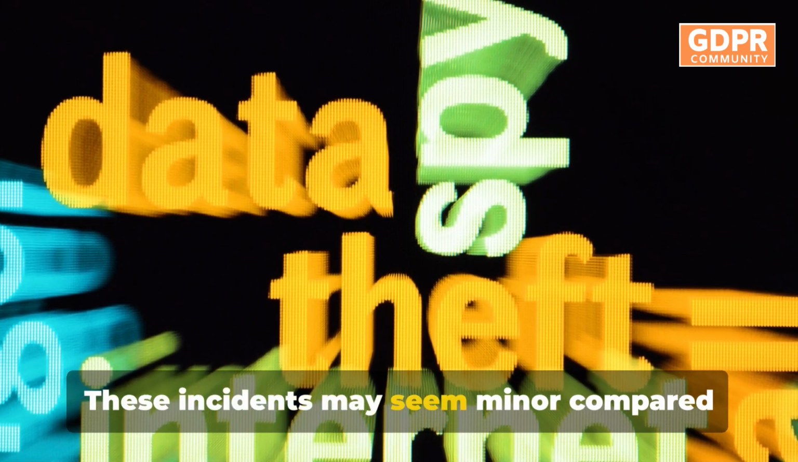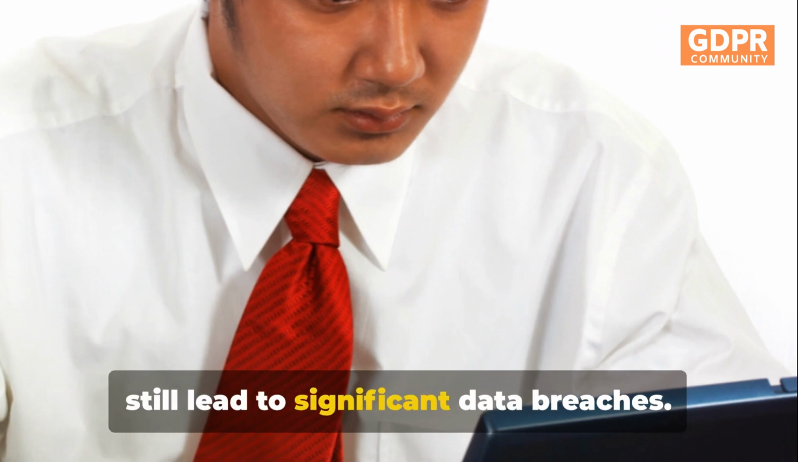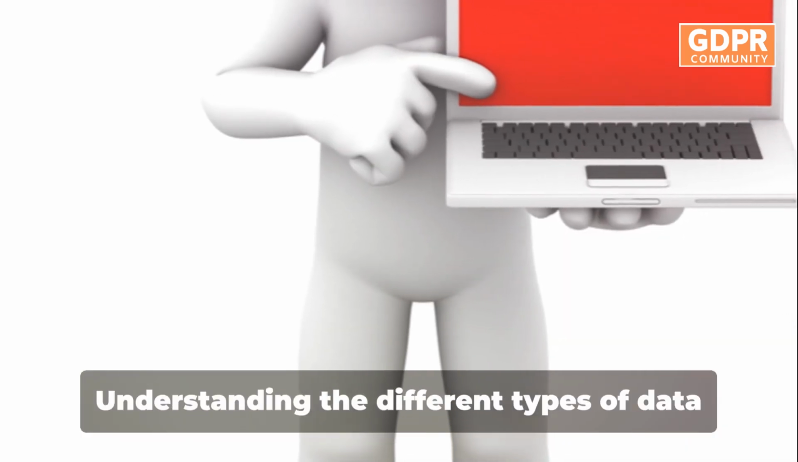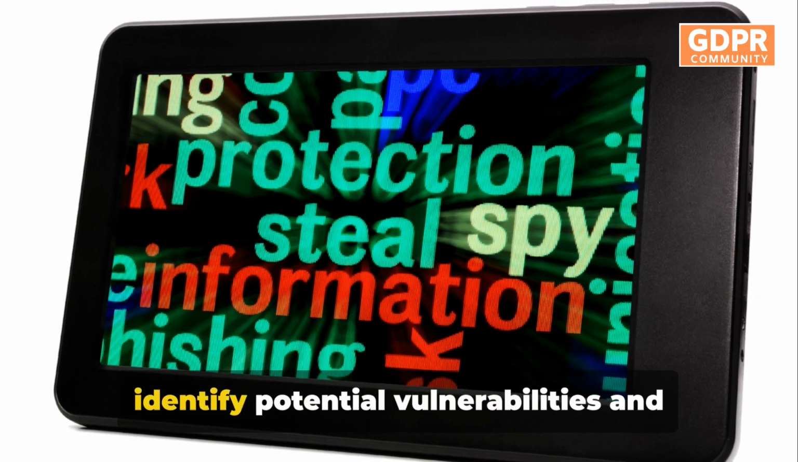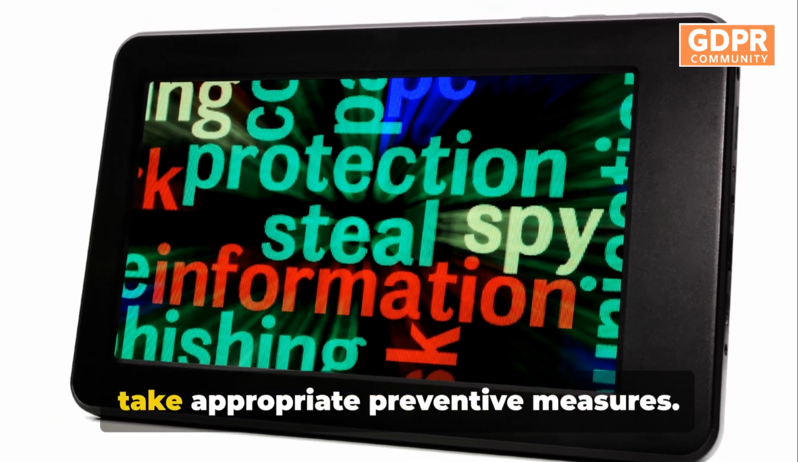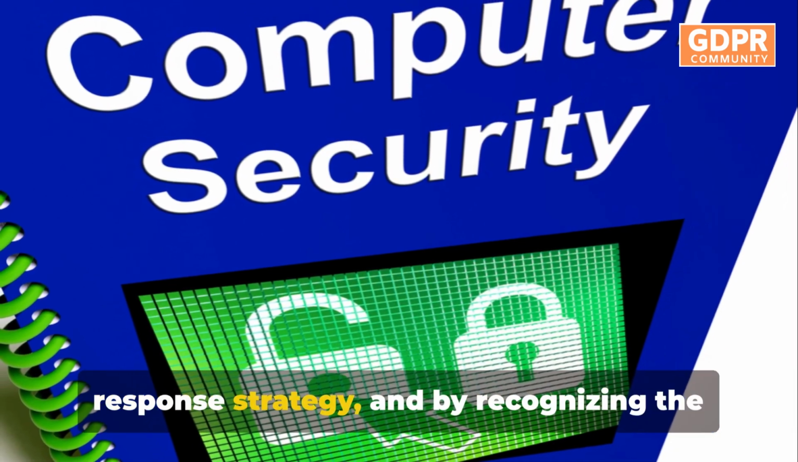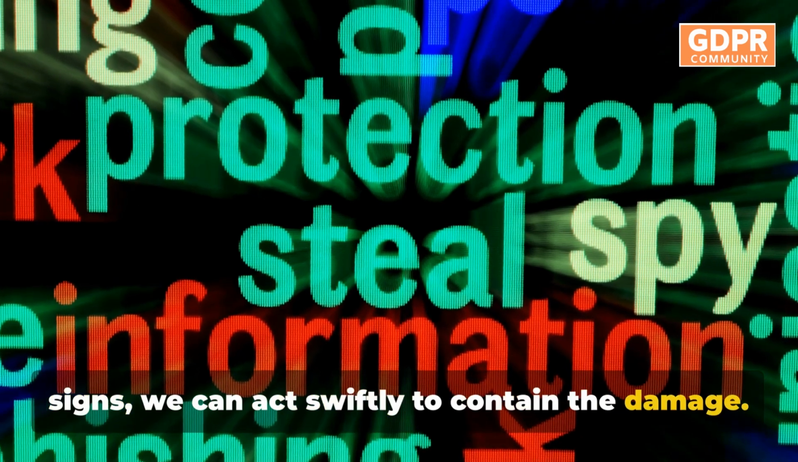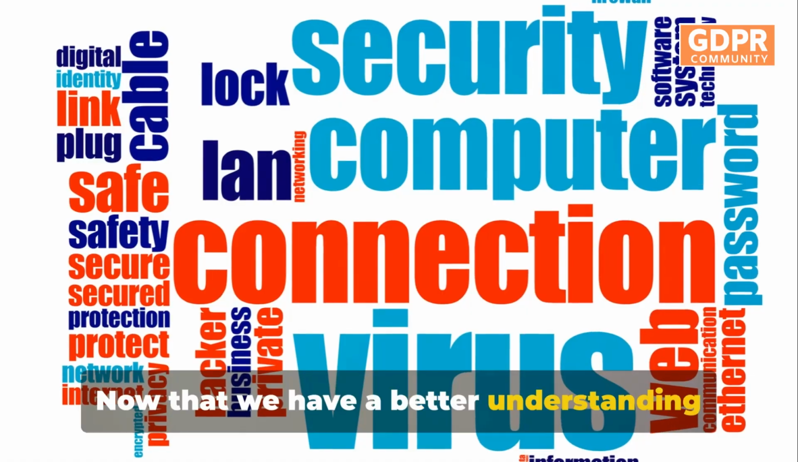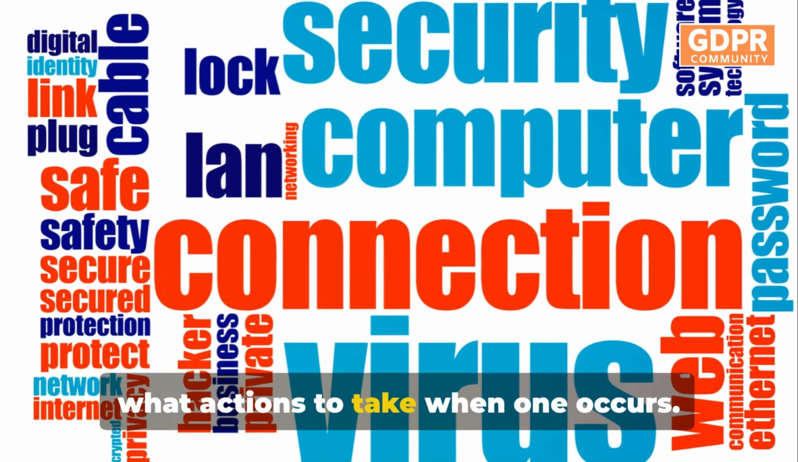These incidents may seem minor compared to a full-blown cyber attack, but they can still lead to significant data breaches. Understanding the different types of data breaches is crucial because it helps us identify potential vulnerabilities and take appropriate preventive measures. Each type of breach requires a unique response strategy, and by recognizing the signs, we can act swiftly to contain the damage. Now that we have a better understanding of what data breaches are, we need to know what actions to take when one occurs.